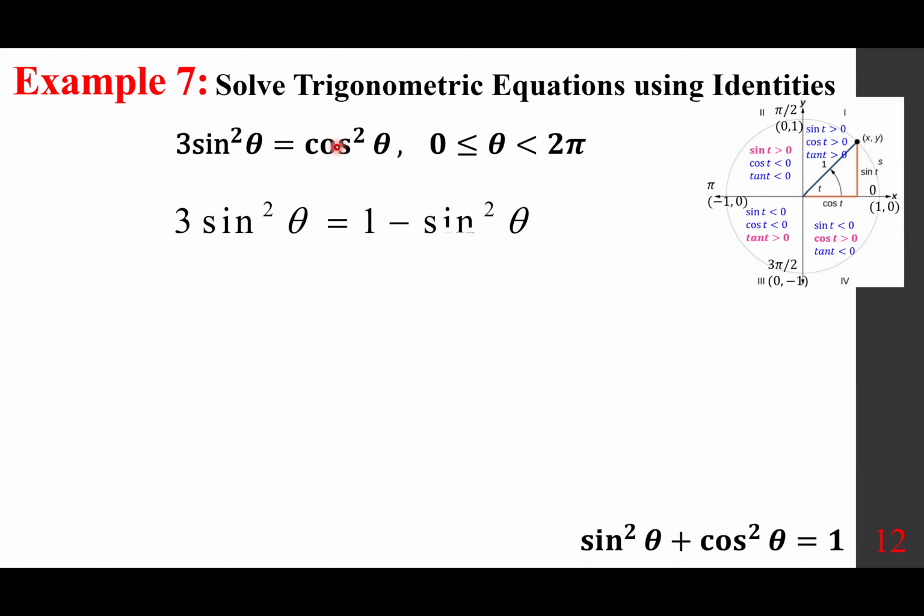Not that you have to. And so if we move this, again, the reason we did this is because we don't have to multiply by 3. When we move, this becomes positive, and with 3 becomes 4 sine squared theta equals 1.